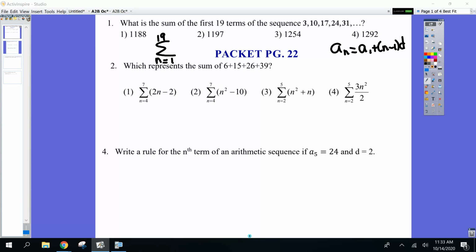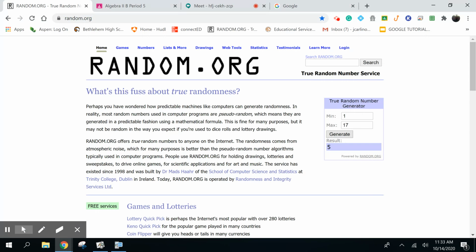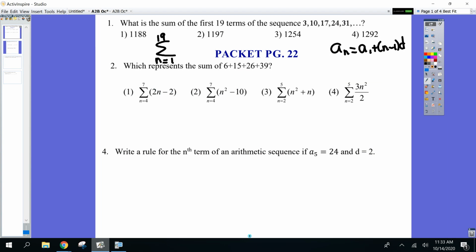You guys are good. This class is strong. Here we go, Ella. a sub n stays a sub n when I write a formula. What about the first term? 3. n, just keep it n, remember? What about the d value? 7. Perfect. Good job. When you're ready, Ella, just let me know. Clean that up a little bit.